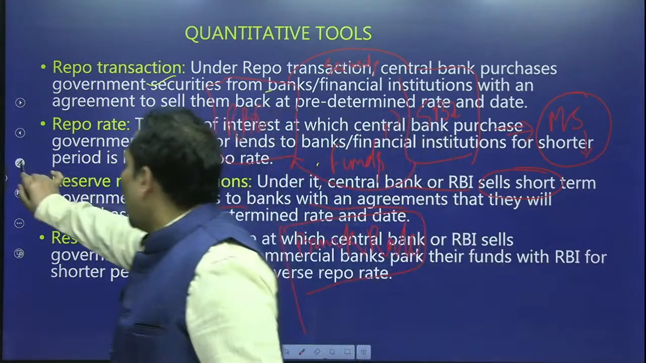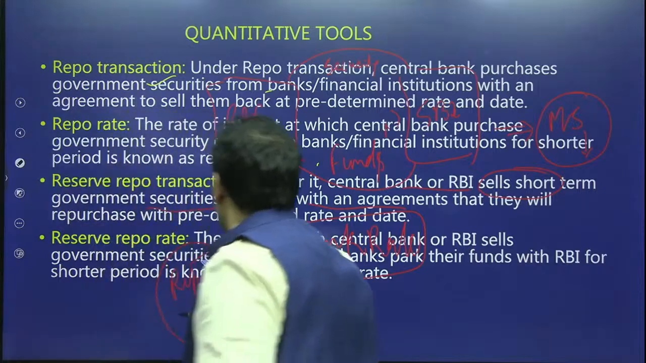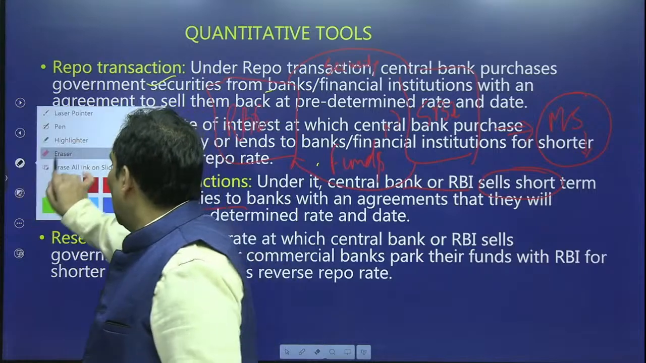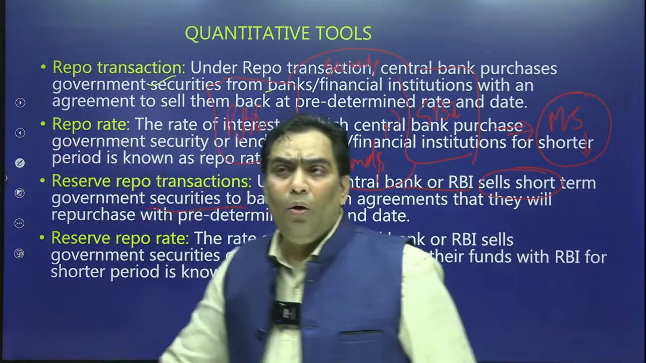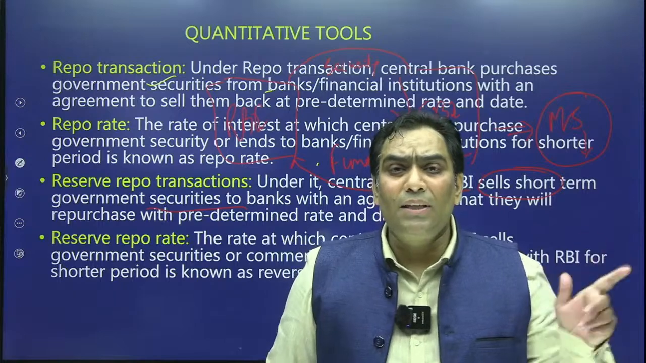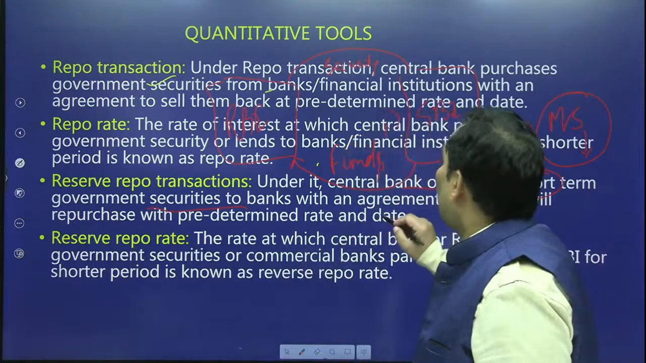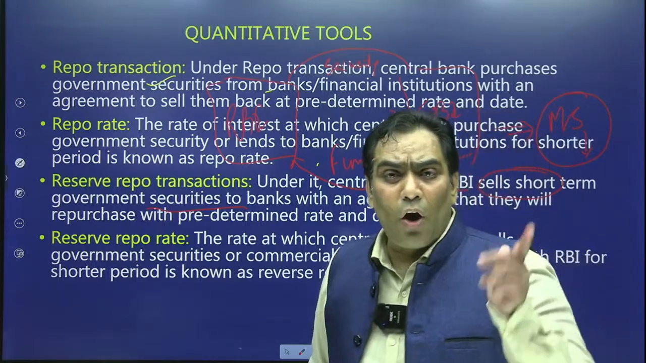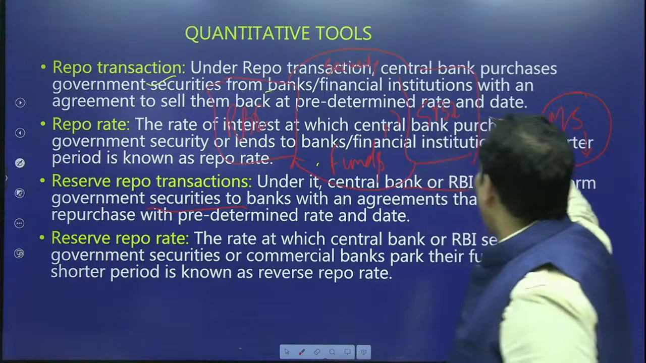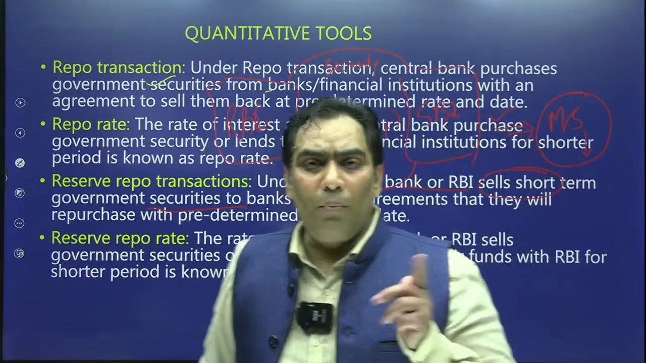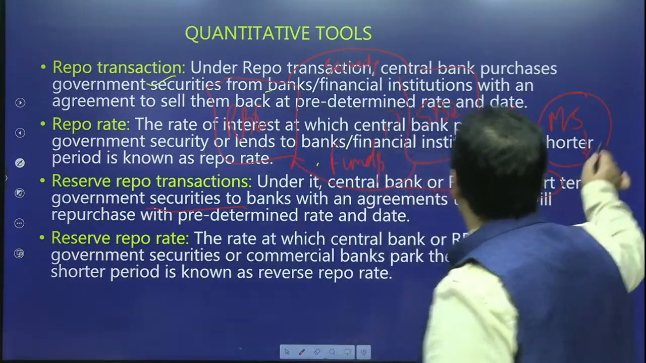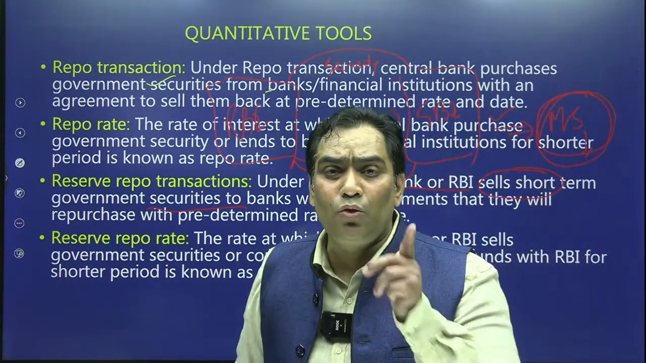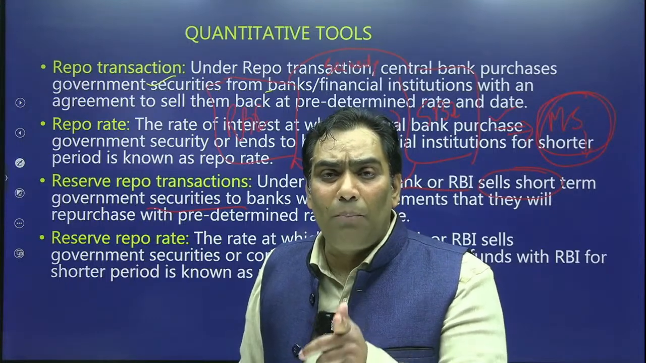So this is about that. Now we are going to proceed with our discussion. As I said, under reverse repo transactions, RBI sells the government security. So security will transfer from RBI to commercial banks and funds will transfer from commercial banks to RBI, which will be instrumental for reducing the money supply in the economy.